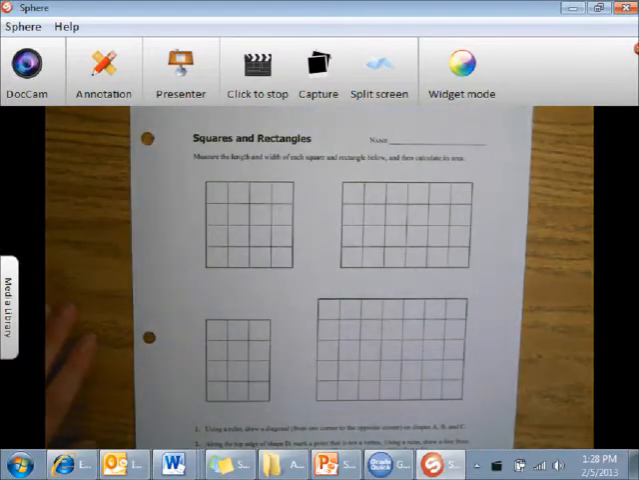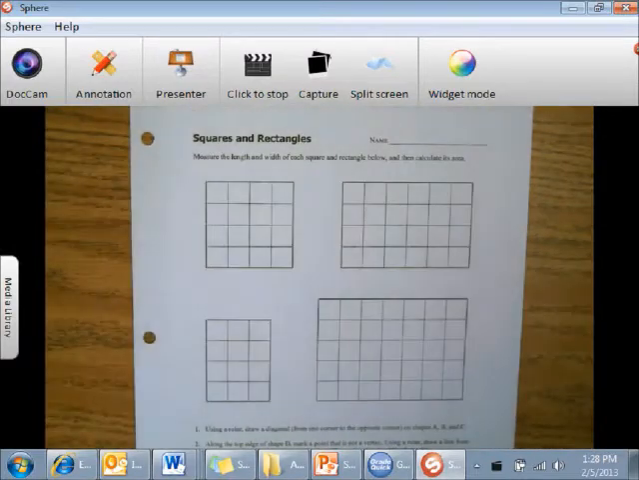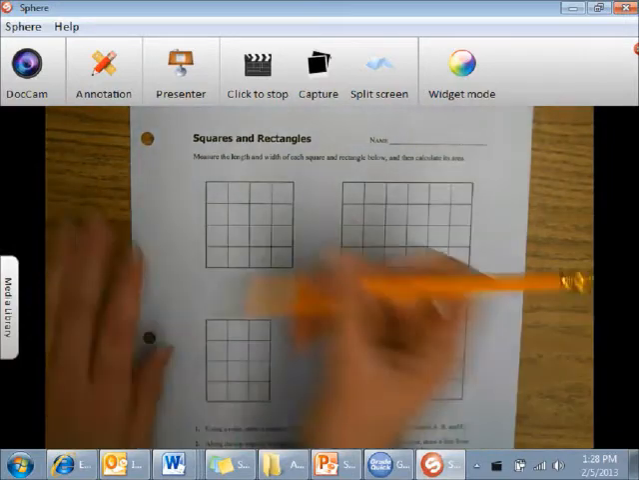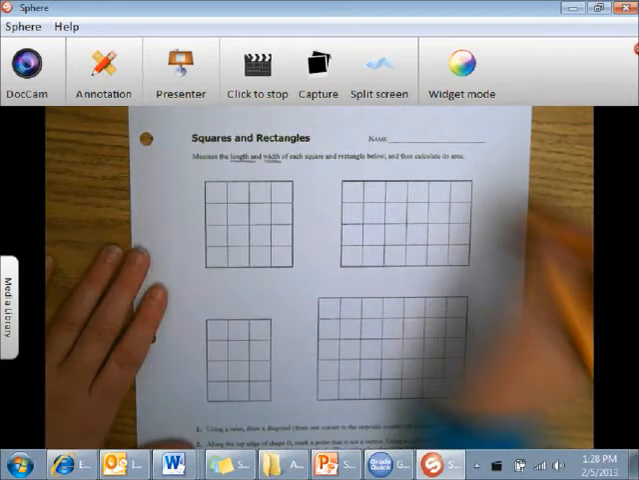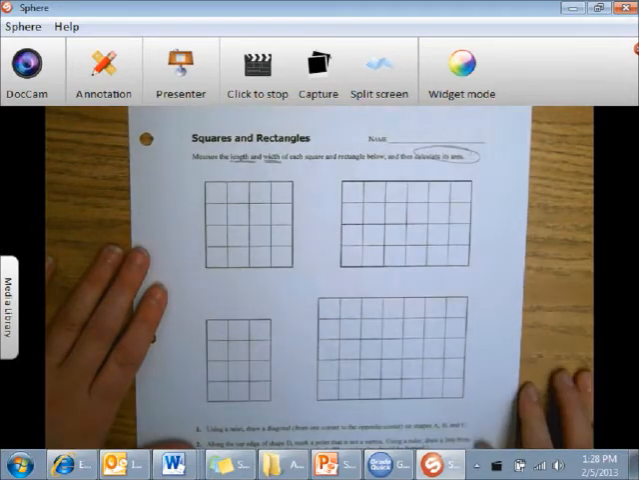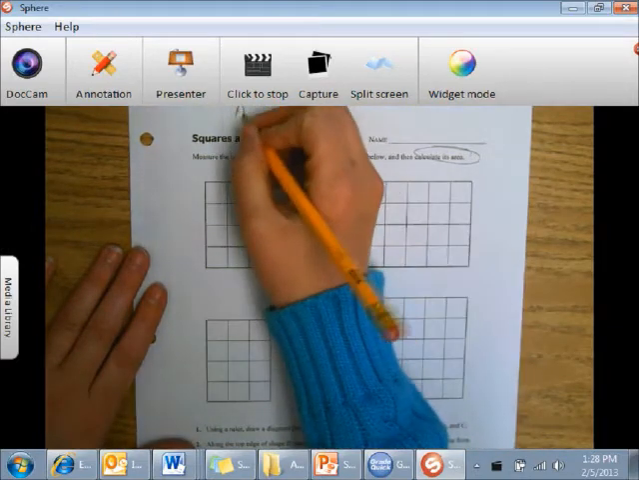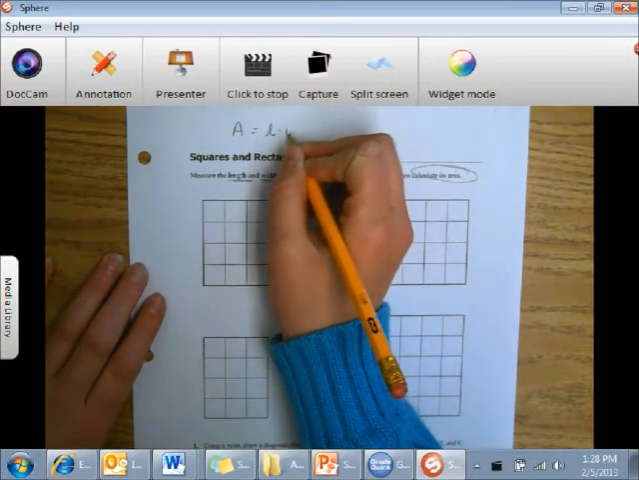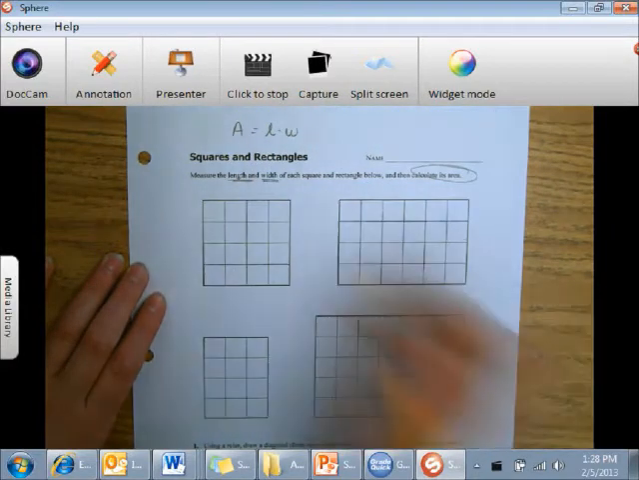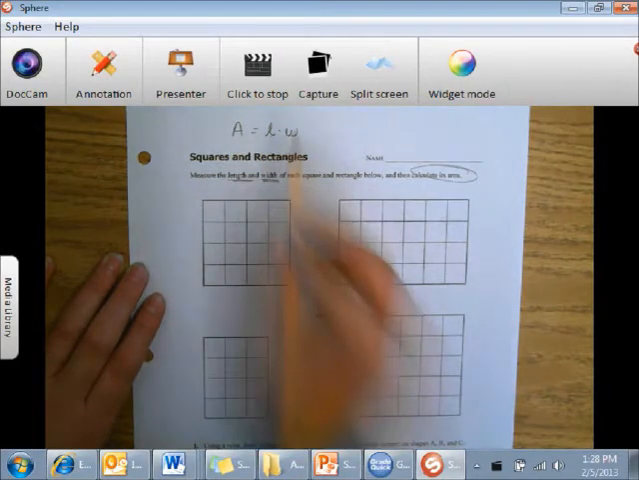Okay, so the first thing it tells me is that I need to measure the length and the width of each square and rectangle below, and then calculate its area. As we know, area is length times width. And I have you all remember that by a Lil Wayne production, right?